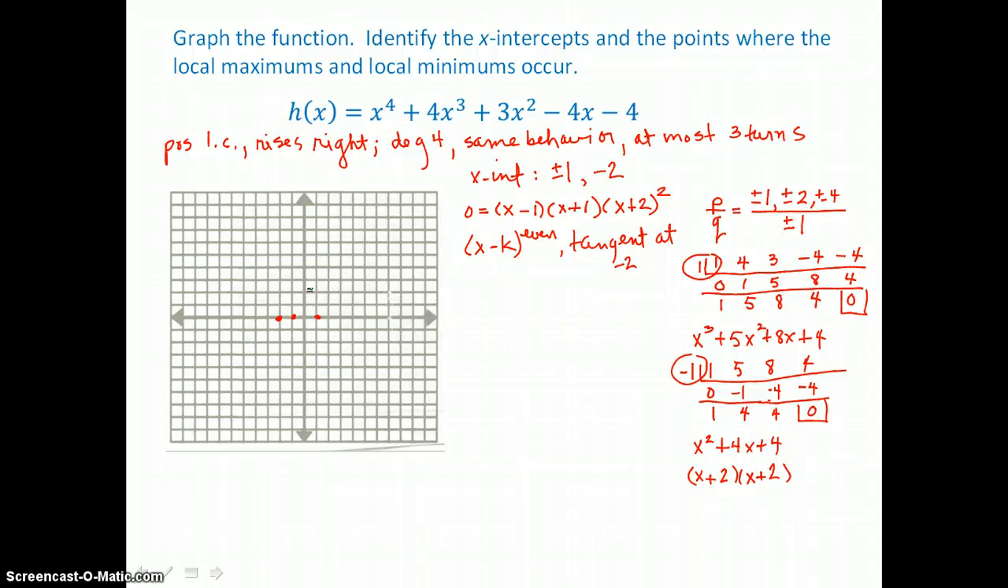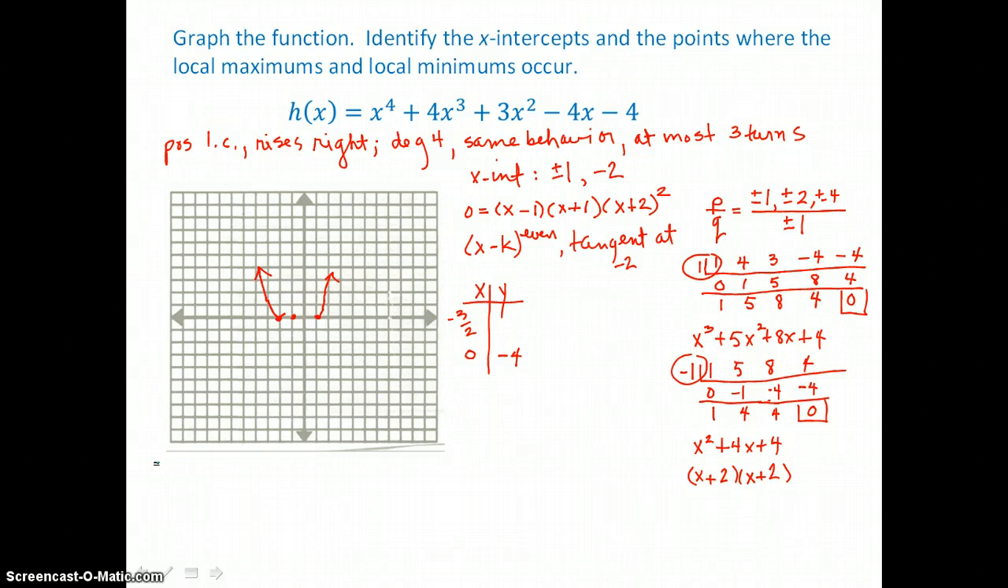Okay, now I know that this curve rises right, and it also rises left. And I know it's tangent at -2, so it's got to fall and touch. And then what I need to know is what's happening between those x-intercepts again. So in my table of values, I'm going to let x equal -3/2, and I'm going to let x equal 0. Well, when x is 0, I can see that my h value is -4.